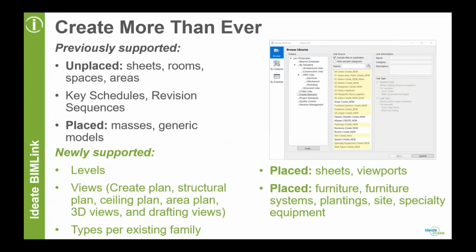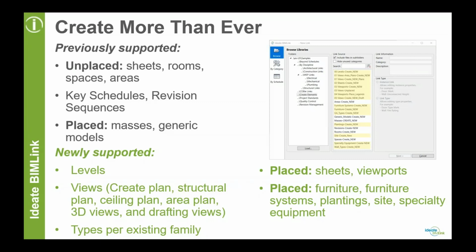And for those of you who are familiar with BIMLink in the past, I just wanted to add a note that we are always adding to our list of what you're able to create. In previous versions of BIMLink, you could create unplaced sheets, rooms, spaces, areas, key schedules and revision sequences, masses, and generic models. So those have been supported for quite some time.